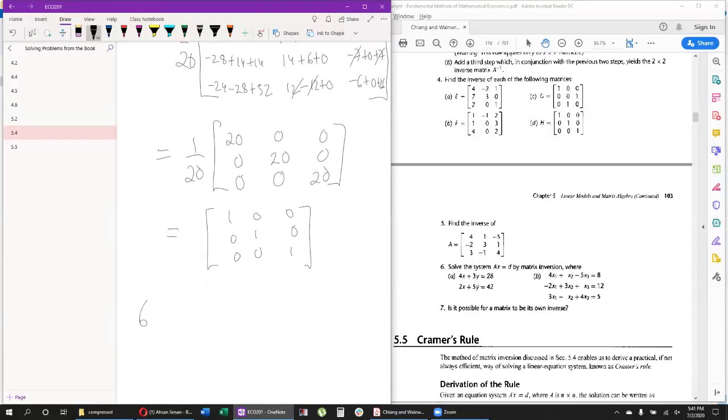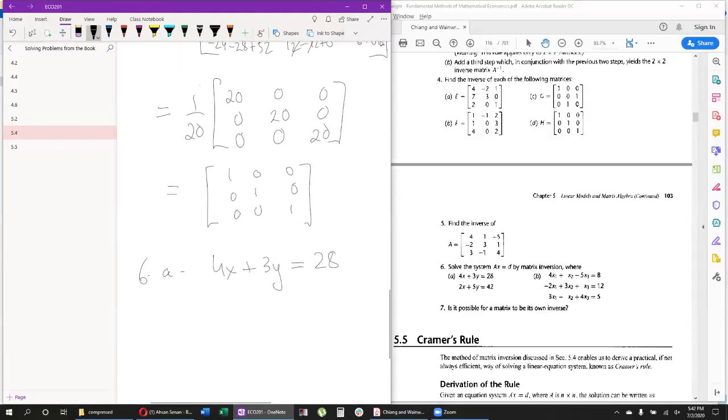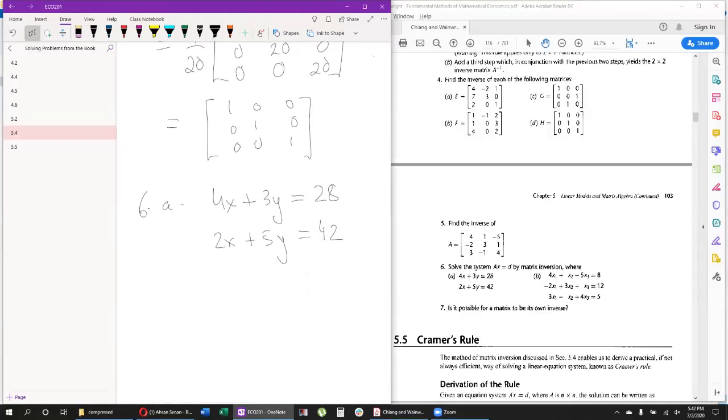I'm going to do one problem from number 6. So suppose I do 6A. So we have 4x plus 3y equals to 28 and 2x plus 5y equals to 42. Now, of course, you guys can use the simultaneous equation method to solve this and find the values of x and y. We are going to be using matrix inversion. So in that case, we convert this into the matrix form. That gives us the coefficient matrix, the variable matrix, the constant matrix here.